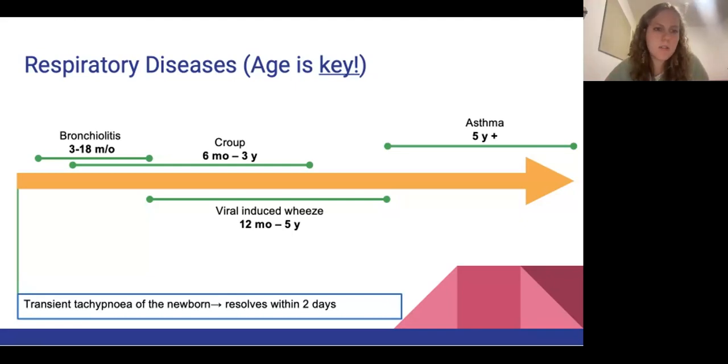And then just as a quick side note, transient tachypnea of the newborn. It's basically when the baby's breathing really fast when they're born, and it's more common if the baby's had a C-section. Basically, you want to do a full examination to make sure that they're not actually unwell and make sure they don't have a fever or anything like that, and that's usually quite reassuring.